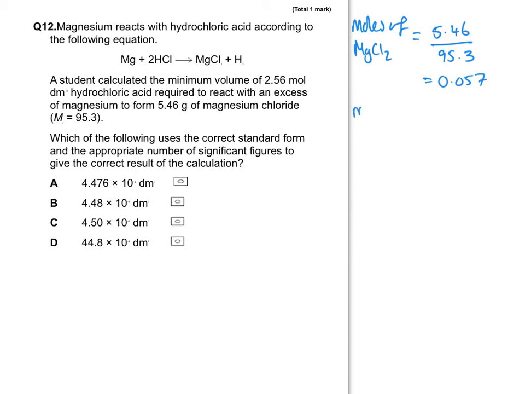From that, we can then work out the moles of HCl. We know from the equation that 1 mole of magnesium chloride is formed from 2 moles of hydrochloric acid. So the moles of hydrochloric acid are going to be 2 times the moles of magnesium chloride. And then from that we can work out the volume of hydrochloric acid, or hydrogen chloride.